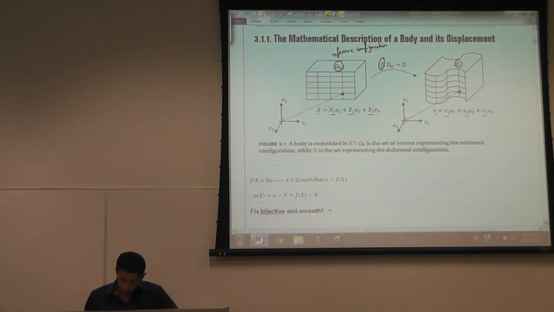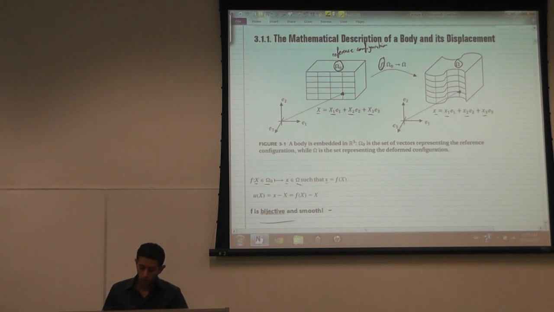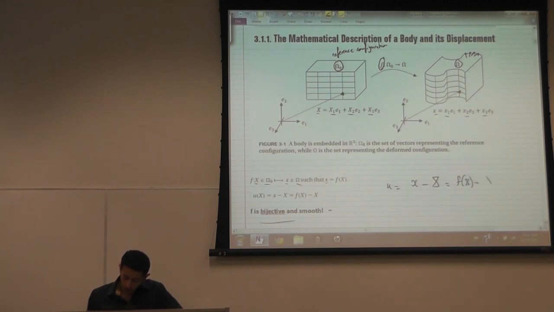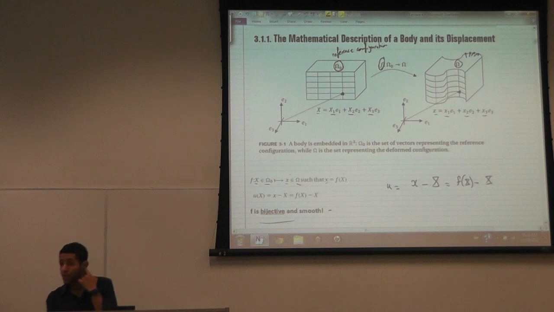But before we discuss this, just the terminology: F takes a vector capital X in the reference configuration and gives me a new vector small x in the deformed configuration, such that the new x is equal to F of X. It's a function of the original point. The original point is here, now the point is here, x is a function of the original place. And the displacement vector, how each point moved, is equal to the new position always minus the old position, which is F of capital X minus the original X. That gives me a vector field.